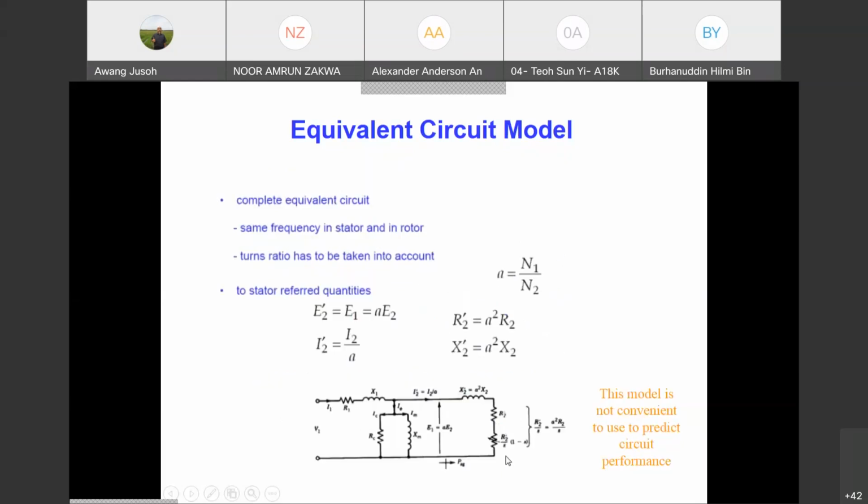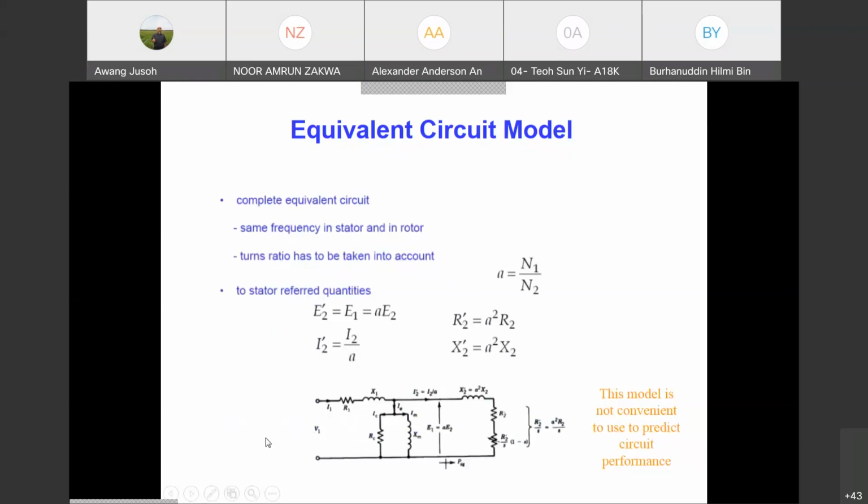As I mentioned before, R2 represents the winding loss or copper loss in the rotor. And this one represents the mechanical power. I2 squared R2 represents the rotor copper loss or rotor winding loss, and I2 squared multiplied by this component represents the gross mechanical power that we need to rotate the machine. So basically this slide is similar to what we had before, just some extra explanation. Hopefully you can grasp it.